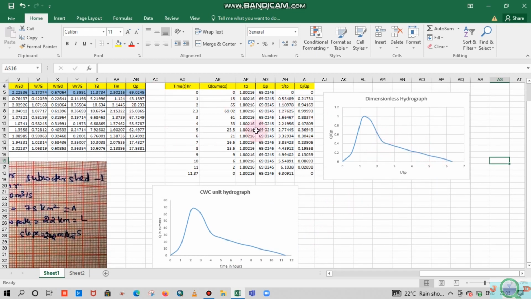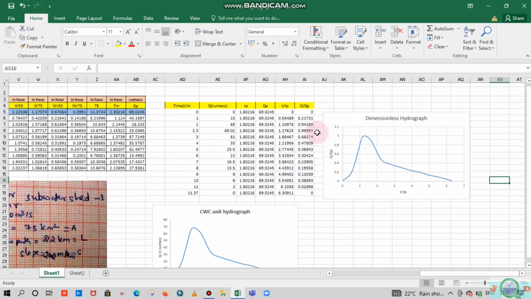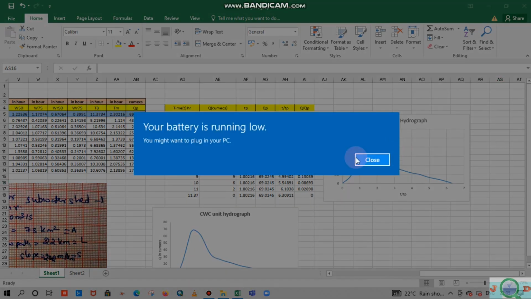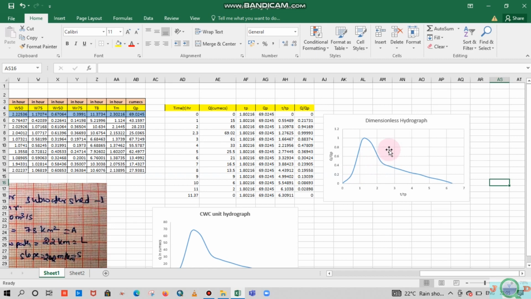But if you plot all these catchments in the dimensionless approach, the peak would be the same for every graph, because we are taking the ratio Q by QP. However, the time of the peak would vary. So this is the major advantage.